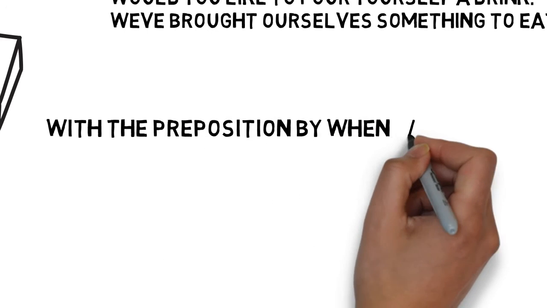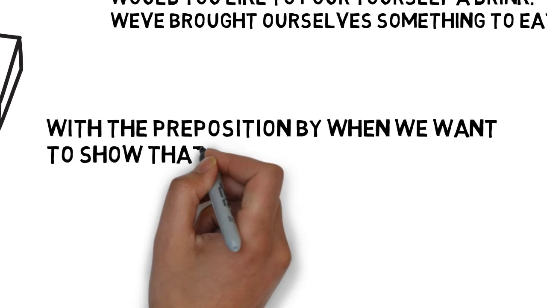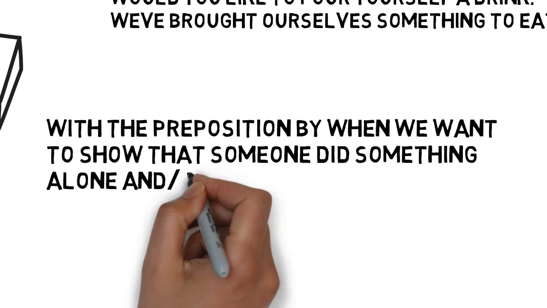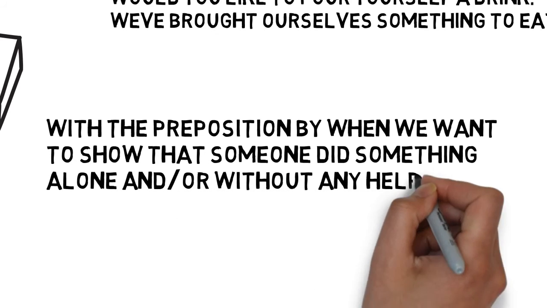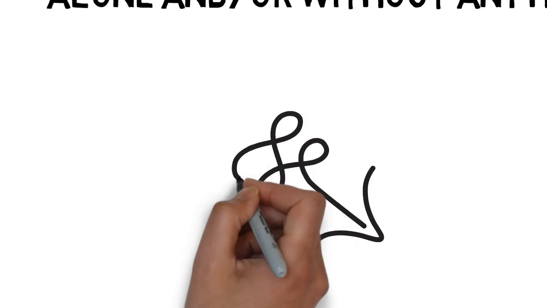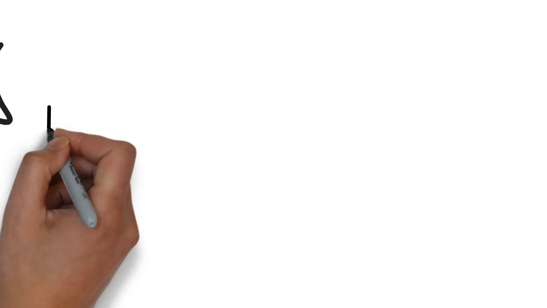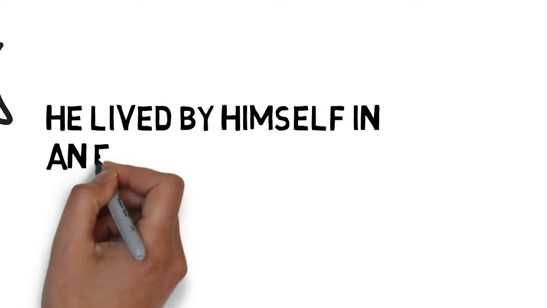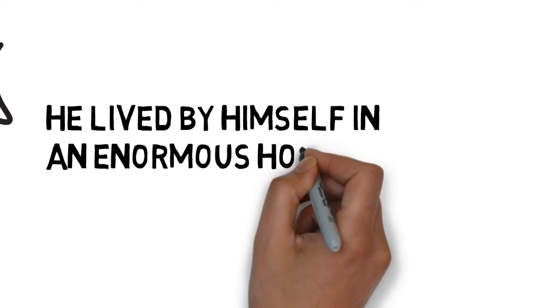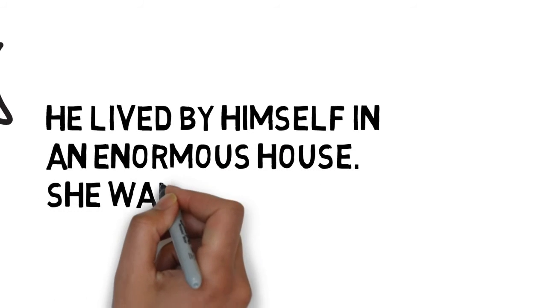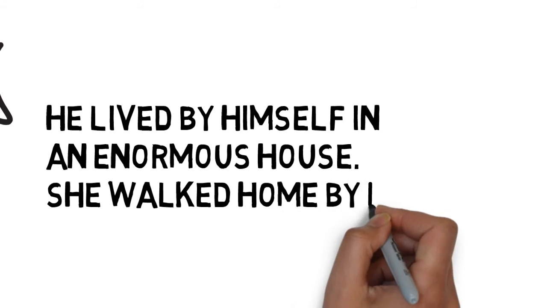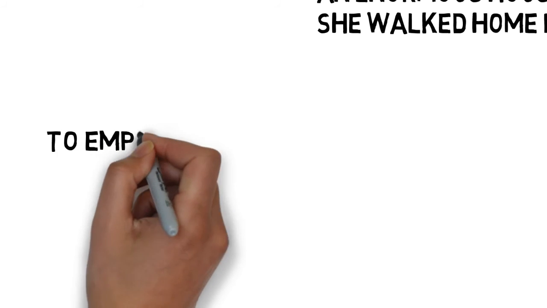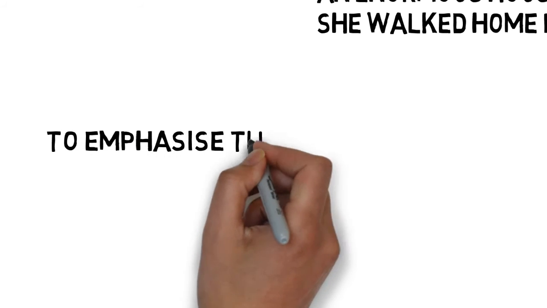With a preposition by, when we want to show that someone did something alone or without any help. For example, he lived by himself in an enormous house. Means that he doesn't have any friends to live with. Second, she walked home by herself. It means she doesn't have any companion to walk with.